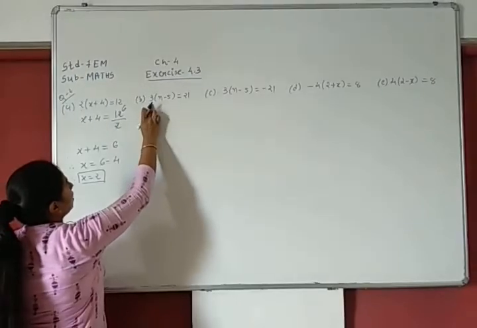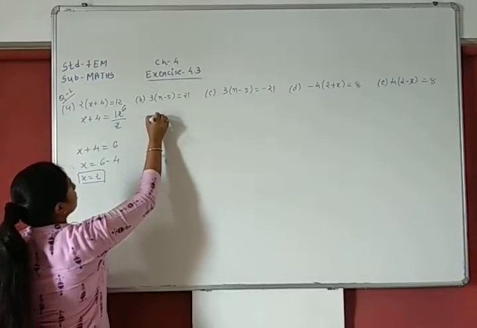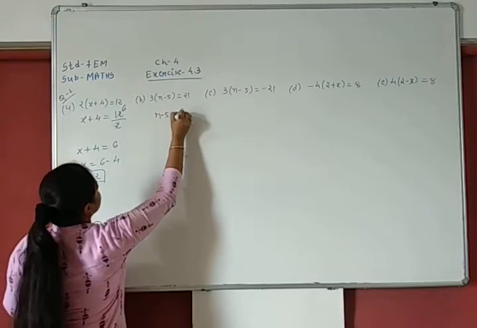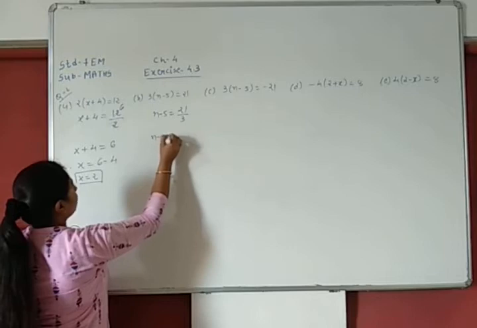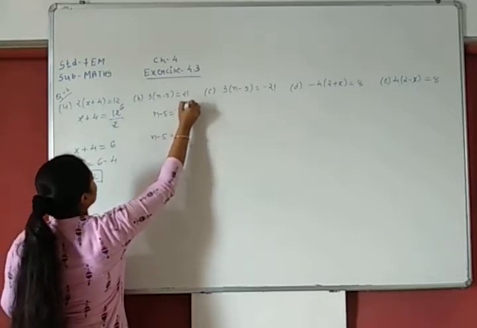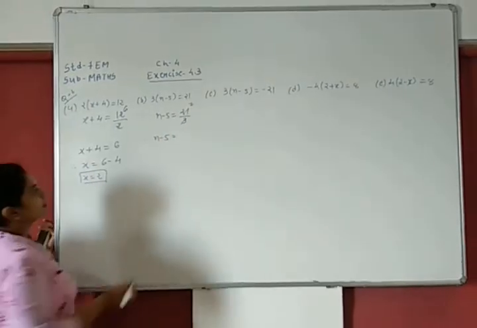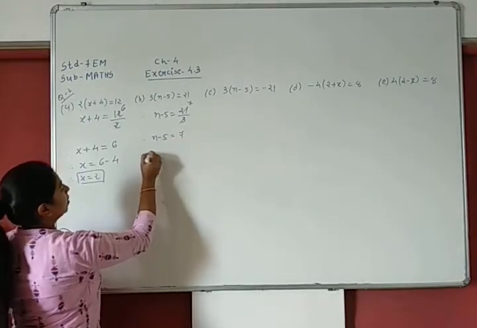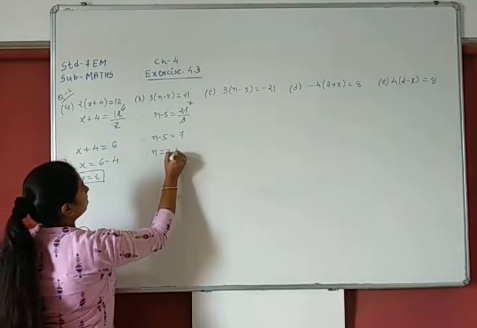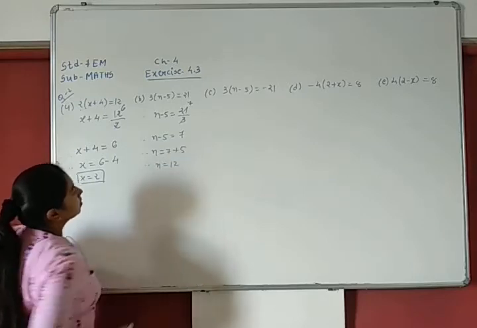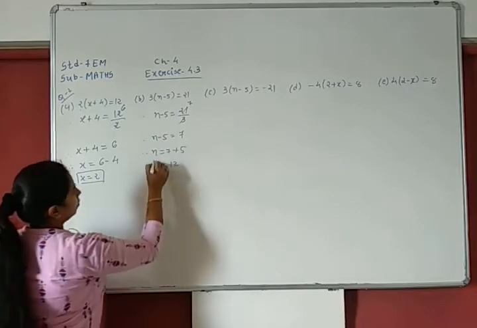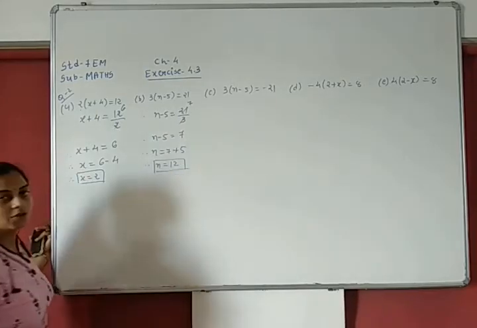Now we'll go for next B. Same procedure. 3 will go this side in denominator. So n minus 5 equals to 21 upon 3. So n minus 5 equals to 3. 7s are 21. So 7 will come here. Now n will be 7 plus 5, and 7 plus 5 it will be 12. So that is about the solution.